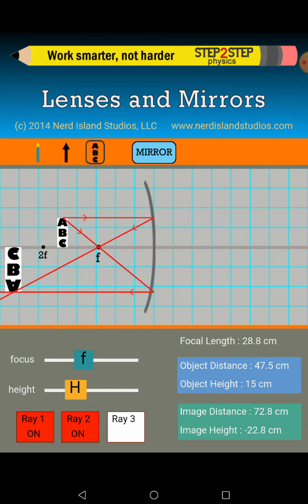Okay, so we all can see. So this is how we can understand the formation of the image.